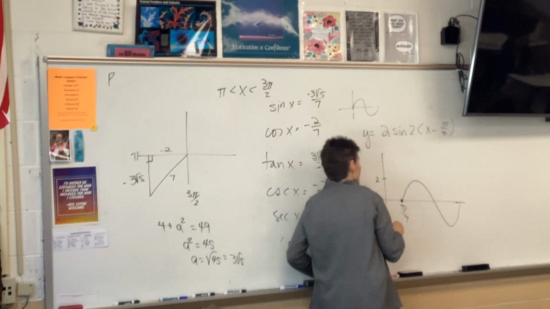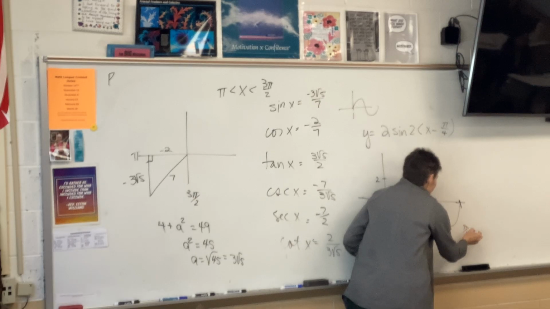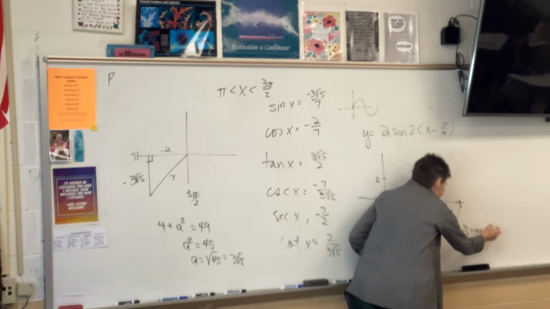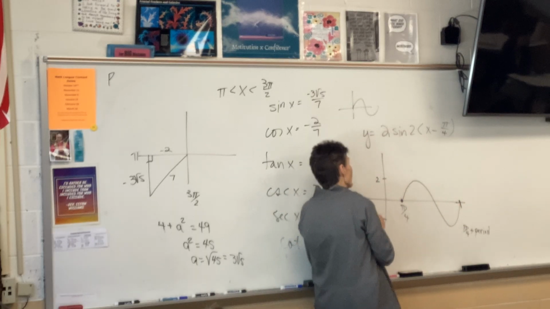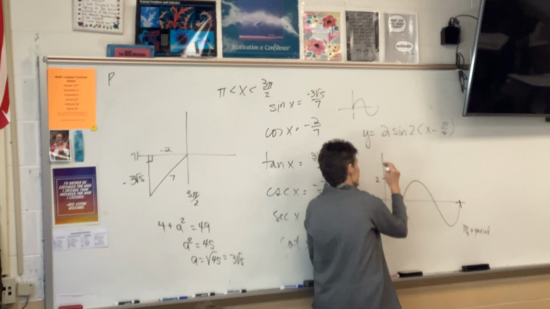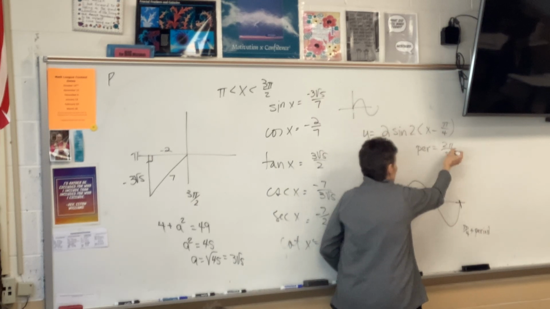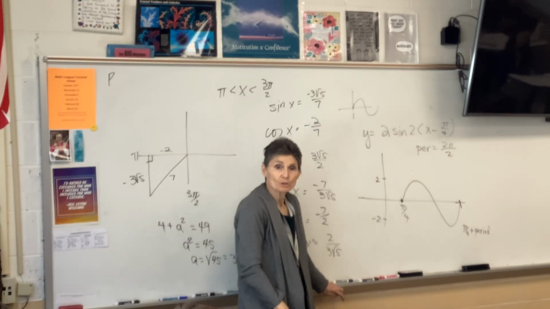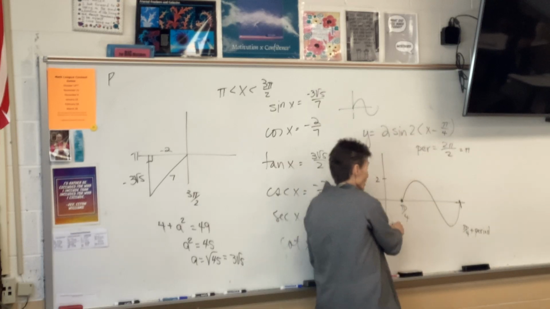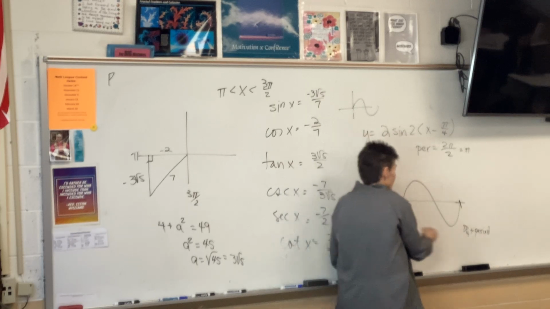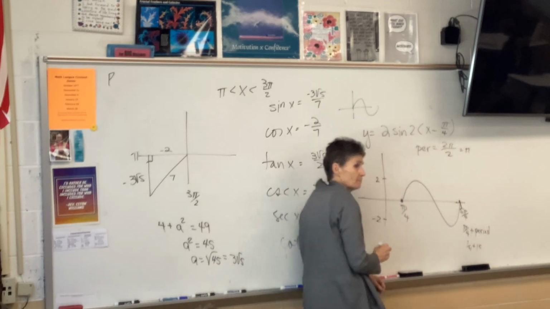And now I gotta figure out where it ends, and it's going to end at pi over 4 plus the period. So I gotta figure out what the period is. Well, for all sines, the period is 2 pi. But this one has been divided by 2. So the period is pi. So I'm starting at pi over 4 and I'm adding pi. Doesn't that put me at 5 pi over 4?